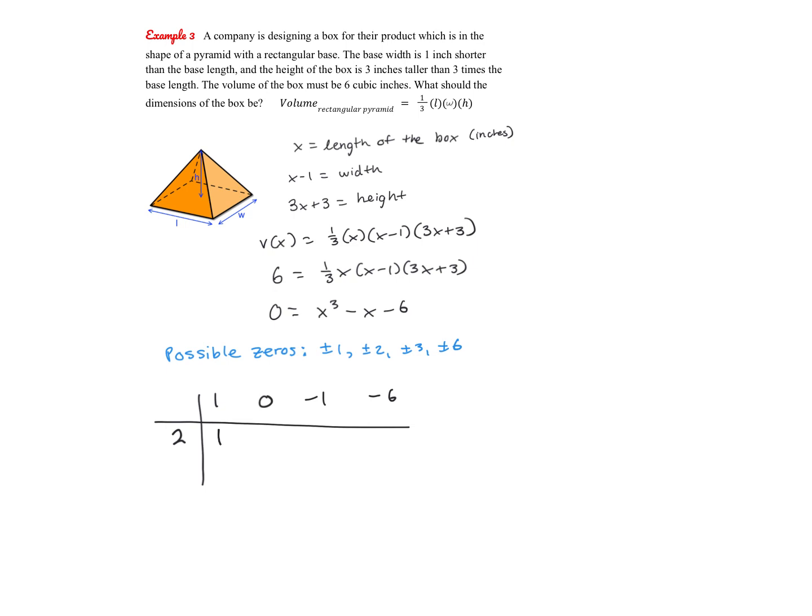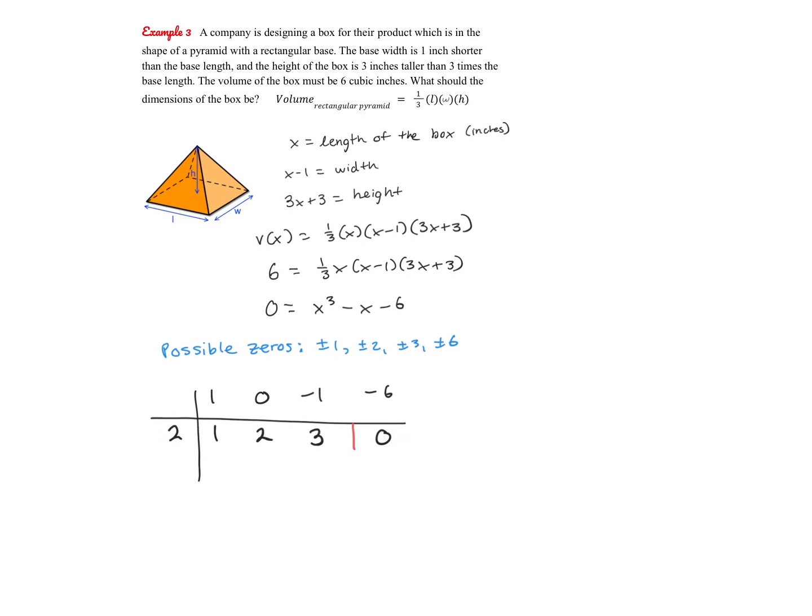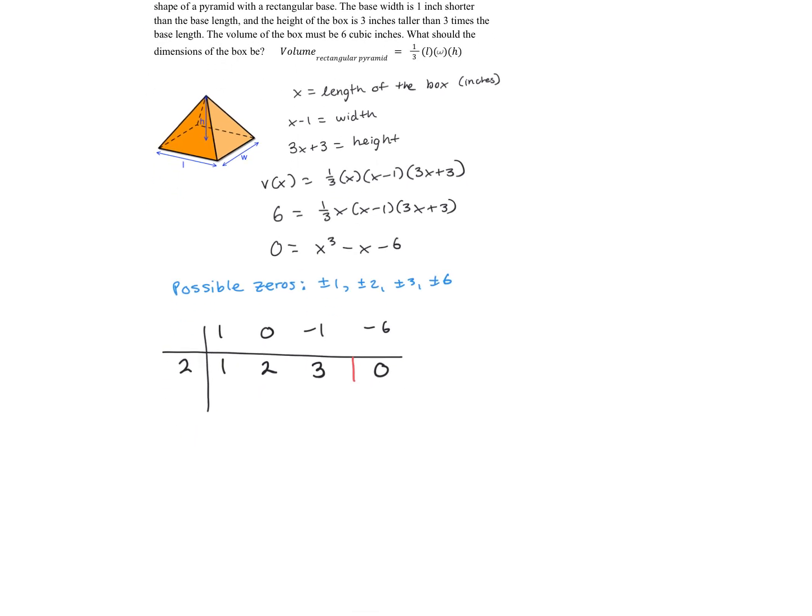So drop your 1, 2 plus 0 is 2, 4 plus negative 1 is 3, and 6 plus negative 6 is 0. So this does have a remainder of 0, which means that it is a 0. So we could write it out in factored form like this. We could say x minus 2. Remember, if the 0 is positive, the factor will have a negative. And then our remaining polynomial is x squared plus 2x plus 3, which we can finish factoring by hand.